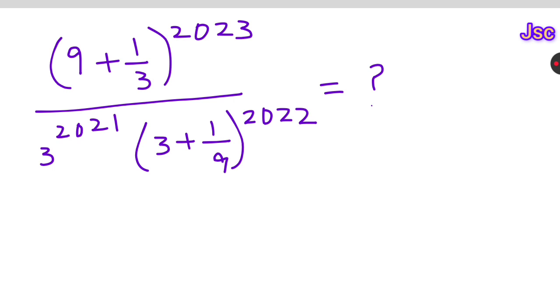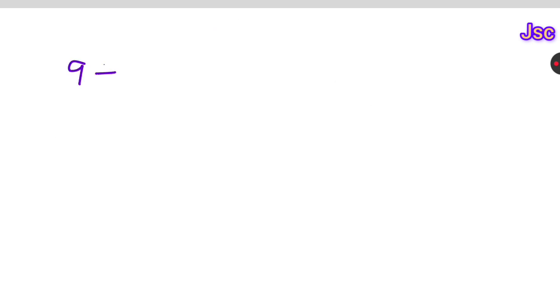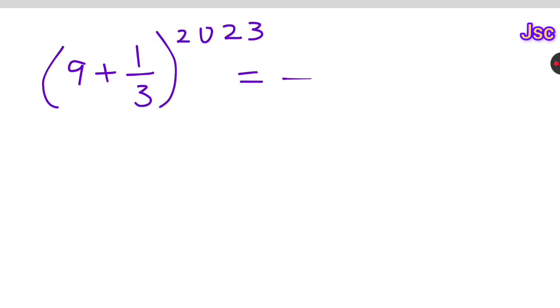First, we need to take only the numerator part and simplify that. What we have is (9 + 1/3) raised to the power of 2023. This is our numerator. If we take the LCM here, the LCM is 3. So 9 times 3 is 27, 27 plus 1 gives 28, whole raised to the power of 2023.